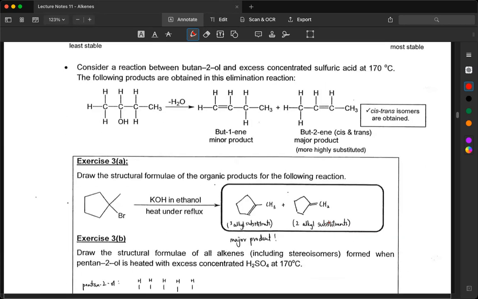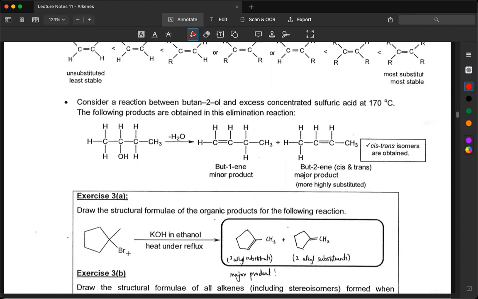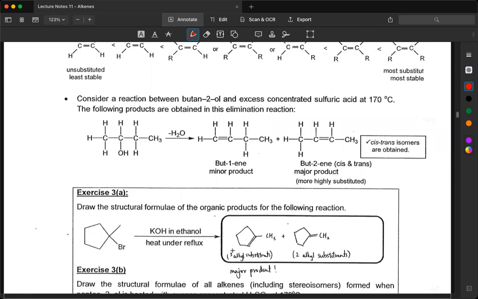All right, now let's look at this example. Don't look at the answer yet. What will be the structural formula of the organic products for the reaction? So with KOH in ethanol, heat under reflux. The major product will be the one with three alkyl substituents. This will be the minor. So where will you remove the hydrogen from, here or from here? Of course, from here, because it has more substituents.